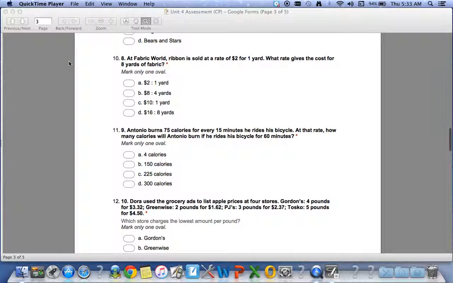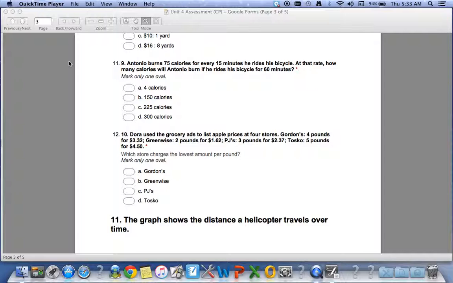Number 10. Dora used the grocery store ads to list apple prices at 4 stores. Gordon's 4 pounds for $3.32. Greenwise 2 pounds for $1.62. PJ's 3 pounds for $2.37. And Tosco 5 pounds for $4.50. Which store charges the lowest amount per pound? Mark only one oval. Is it A. Gordon's, B. Greenwise, C. PJ's, or D. Tosco's?